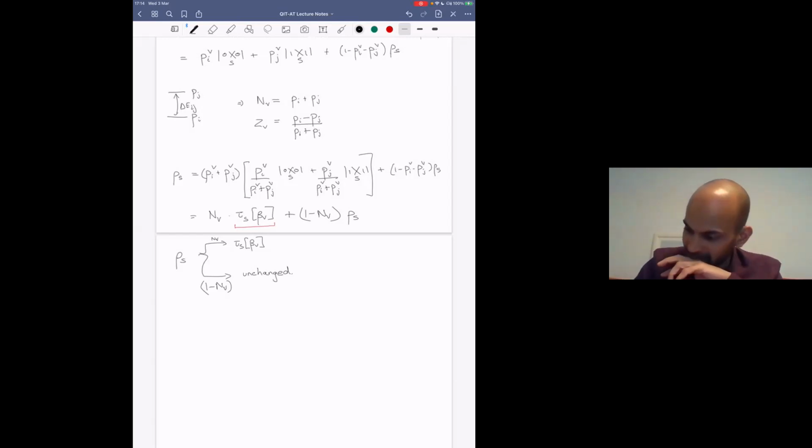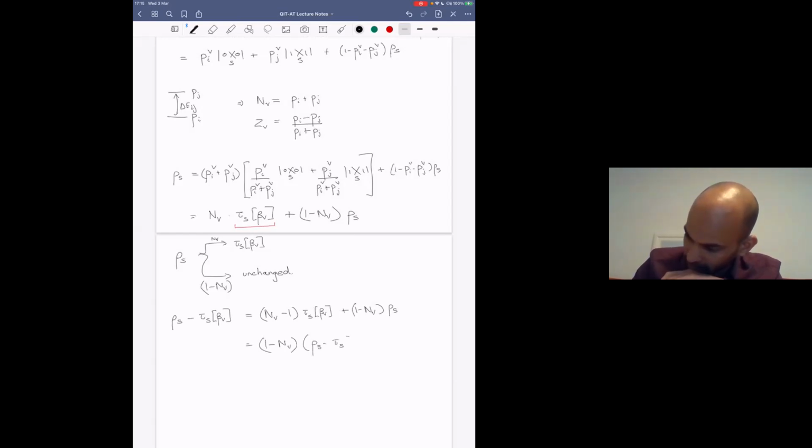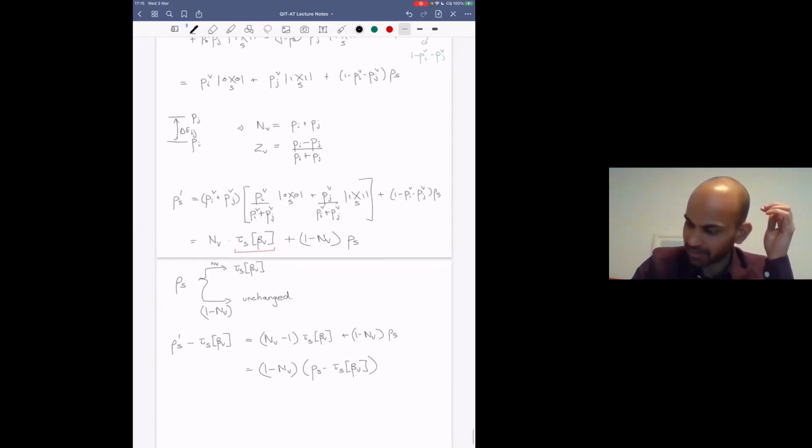Another way of understanding this formula is we can take the difference rho S minus what I've labeled as tau S beta V, and this will be now NV minus 1 tau S beta V plus 1 minus NV rho S, which is 1 minus NV times rho S minus tau S beta V. So in other words, this is rho S prime, the final state.